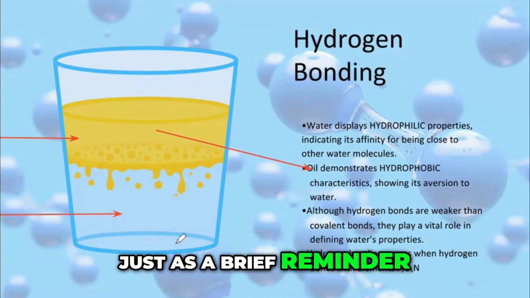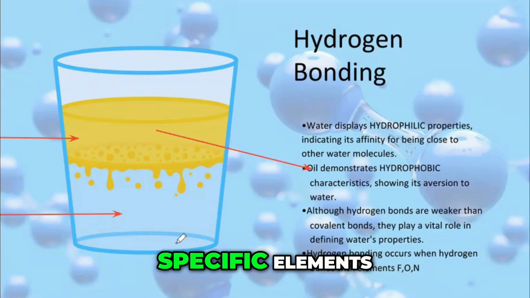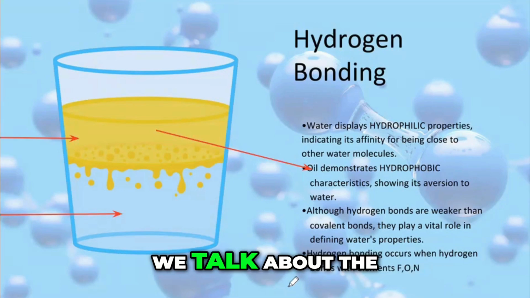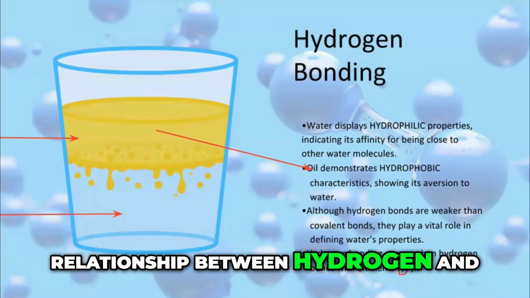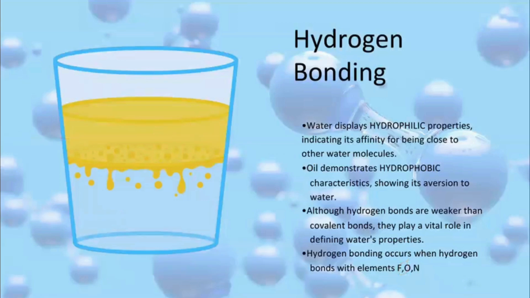Just as a brief reminder, hydrogen bonding occurs when hydrogen bonds to three specific elements: fluorine, oxygen, and nitrogen. I like to say "fun" to help me remember, or "fawn." But specifically for water, we talk about the relationship between hydrogen and oxygen as being very important to understand.